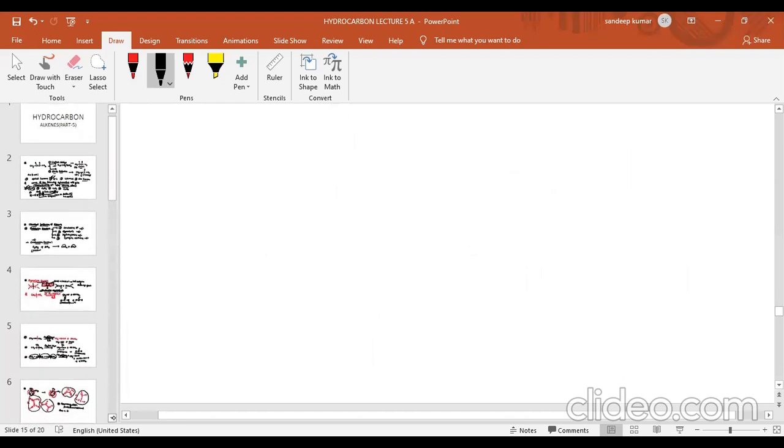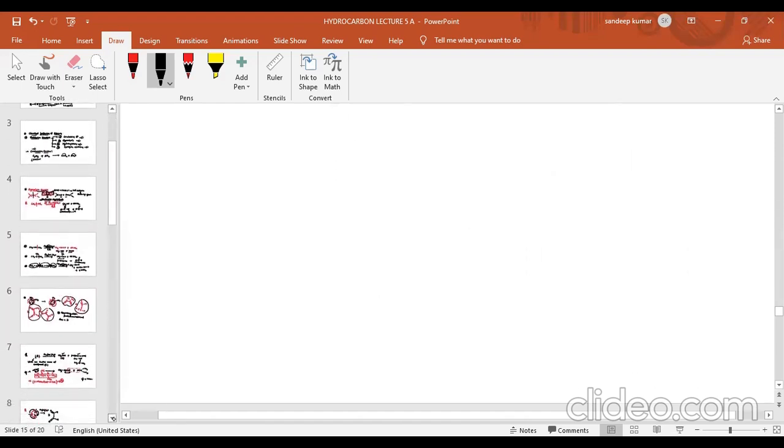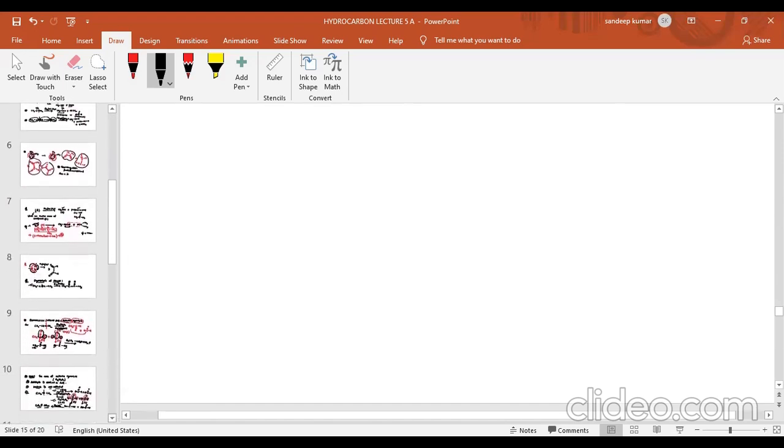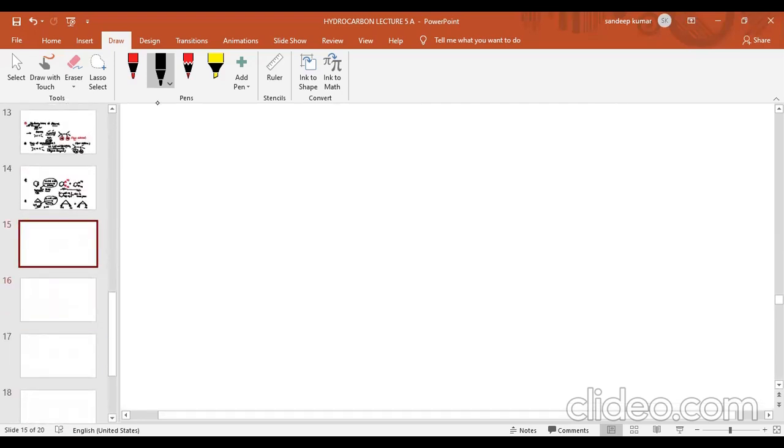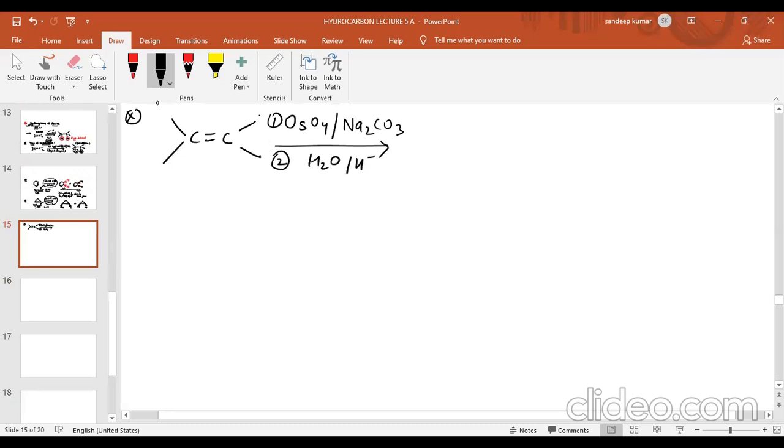So this is basically again based on hydroxylation. This is also based on the hydroxylation reaction. So the hydroxylation reaction we are going to discuss. If the hydroxylation reaction is this one, like an alkene is given, and with the alkene the reagent given is osmium tetraoxide, OsO4 in presence of sodium carbonate in the first step, and in the second step it is given the hydrolysis step, means H2O and H plus.